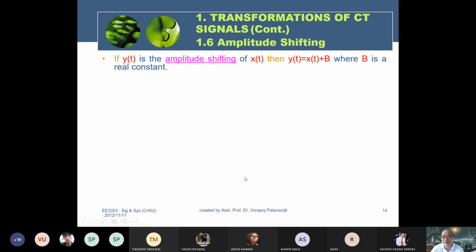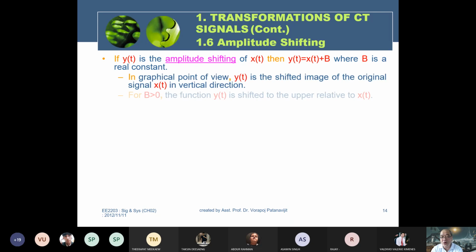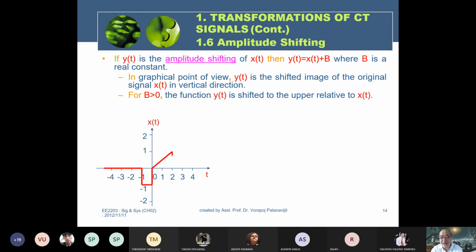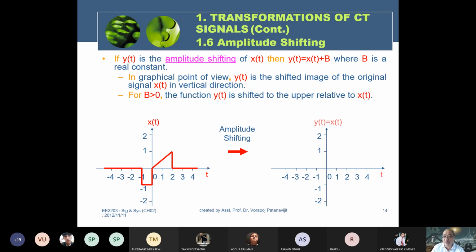The next one is amplitude shifting. If yt is the amplitude shifting of xt, then yt equals xt plus b, where b is a real constant. From the graphical point of view, yt is the shifted image of the original signal xt in the vertical direction. For b positive, the function yt is shifted upward relative to xt. In amplitude shifting, you shift the graph up compared to the previous one.